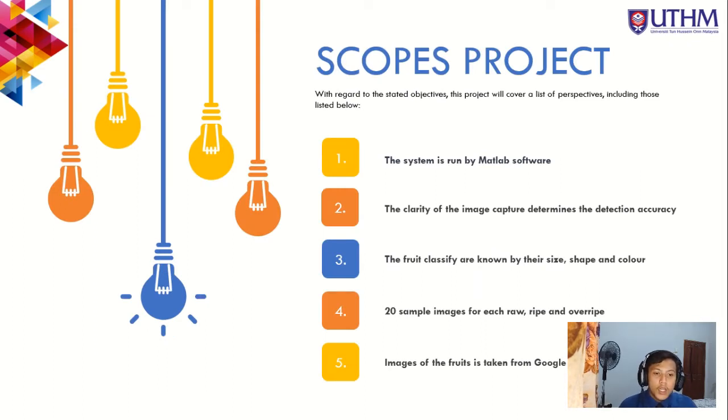Next is the scope of the project. There are five scopes for this project. With regard to the stated objectives, this project will cover a list of perspectives including those listed below. First, the system is run by MATLAB software. Second, the clarity of the image captured determines the detection accuracy. Third, the fruits classified are known by their size, shape and colors. Fourth, 20 sample images for each of raw, ripe and overripe. And lastly, images of the fruits are taken from Google Images and the Kaggle dataset.